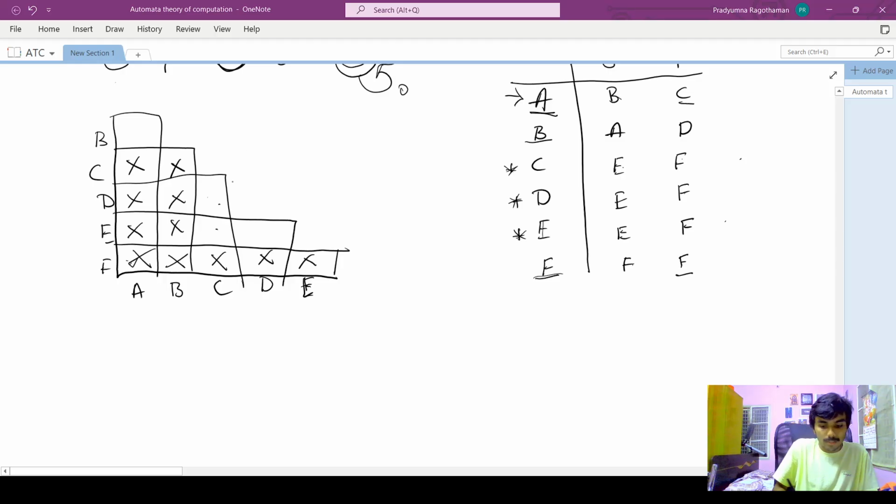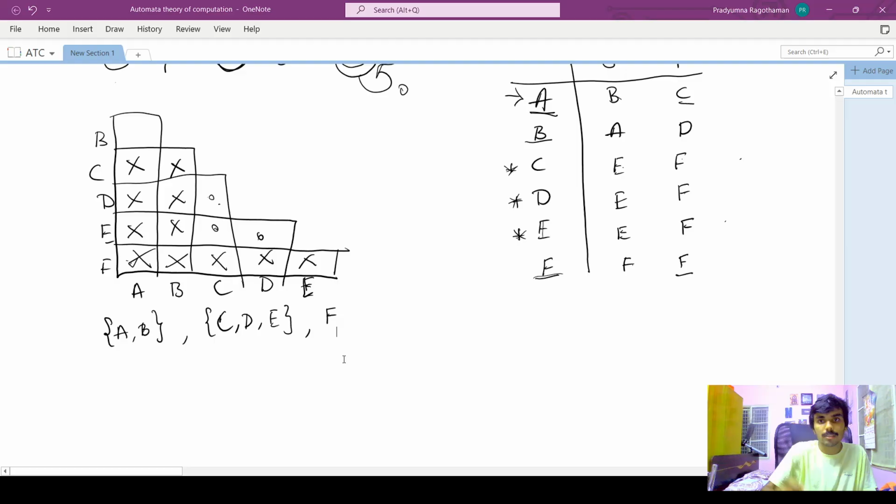So now let us group the similar states and consider it as a single state. So AB is one state, and we can see that C, D and E all are same states because these three cells are not marked, and the remaining one is F.